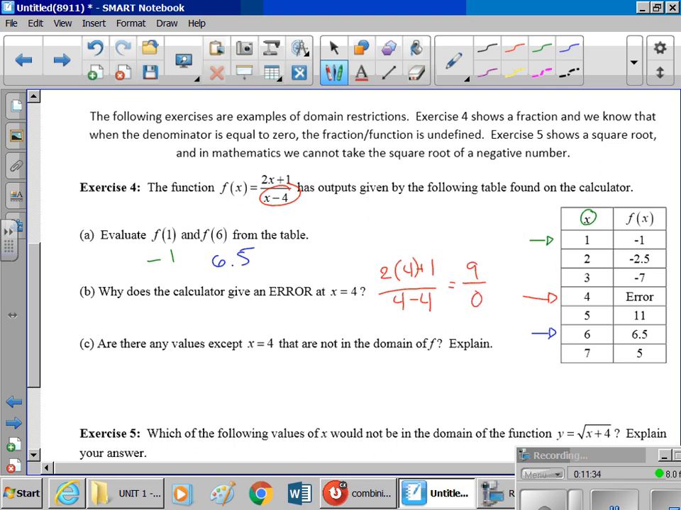So when x is equal to 4, we get a denominator of 0. Don't care what's going on upstairs in the numerator, but the denominator is 0, so that's going to give you an error there, which means it is not defined at x equals 4.